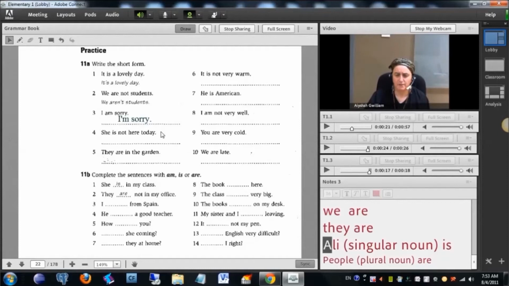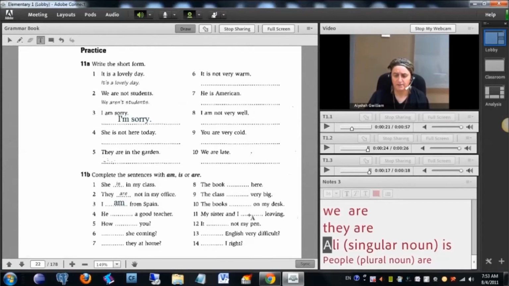Okay, I want you now to do number 4 through to number 10. And I want you to then complete 11b. 11b is putting the verbs to be am, is, are in the correct places. She is, they are. What's this one? Let me help you with the first one. The first one should be I am. Okay? I'm going to let you continue and complete all of these.